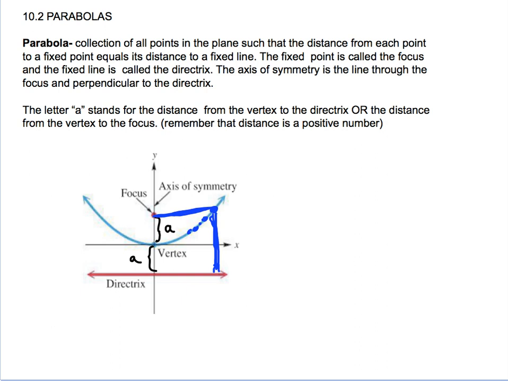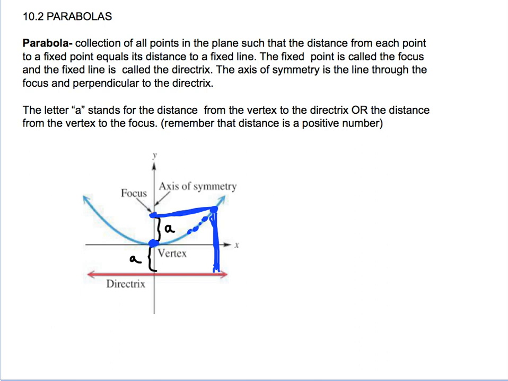Now there's some things that are also on this picture. The vertex is right here. In this case, it is the minimum. It is the bottom point of this parabola. The axis of symmetry is the line that goes through the focus and perpendicular to the directrix. It also goes through the vertex. Notice the focus and the vertex are on the same vertical line right there.